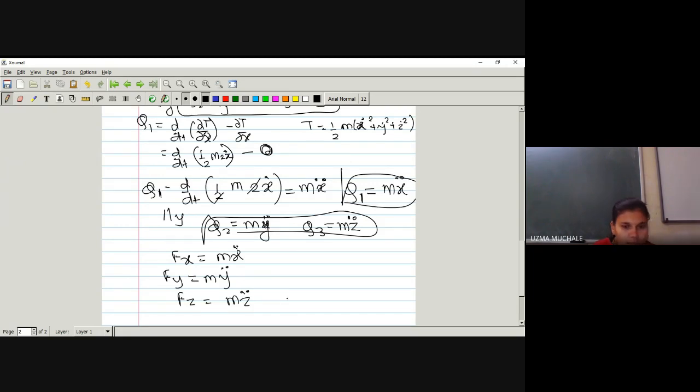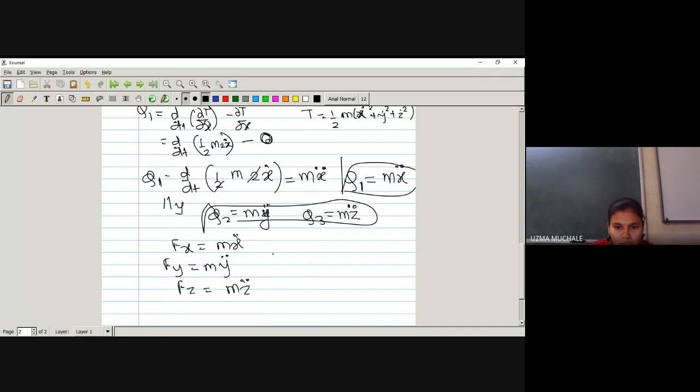Okay, now let me put all those equations in our equation of force. What is our equation of force? We have the equation of force as Fx i plus Fy j plus Fz k. So the value of Fx we have obtained is m x double dot into i, plus the value of Fy is m y double dot into j. The value of Fz we have obtained is m z double dot k. Let me write this down on the next step.